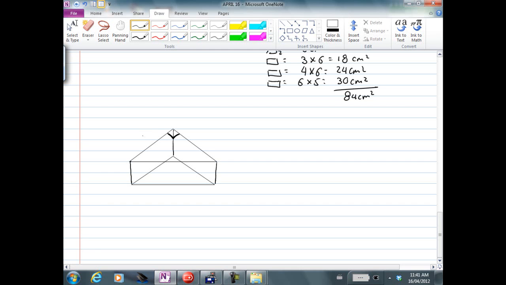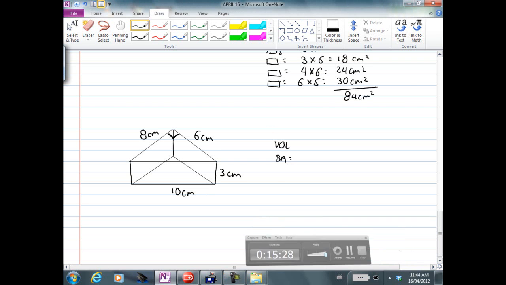Okay. This will be, I'm going to make it up. This is going to be 8 cm, 6 cm, 10 cm, 3 cm. Your job is to find the volume. Guys, gals, get cracking. When I work with volume, I use the formula area of 1 triangle. All I need is one of them. I don't need two.